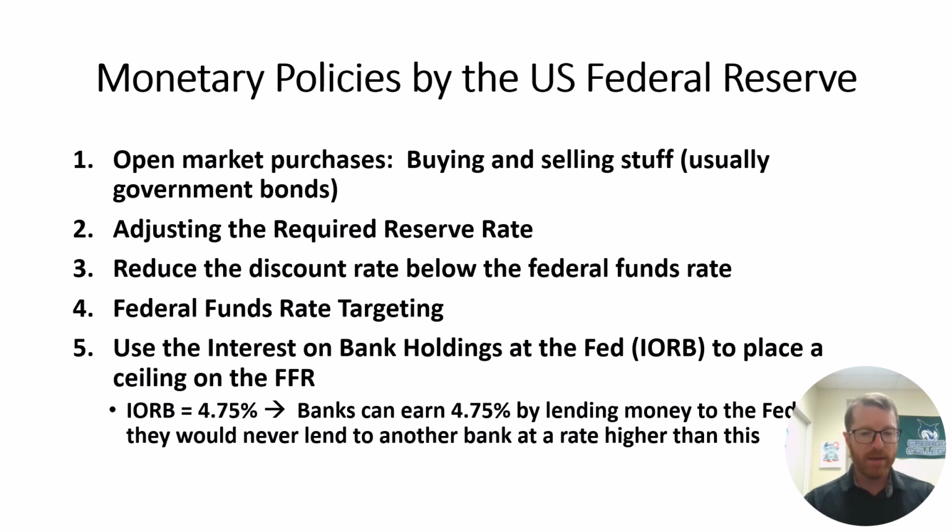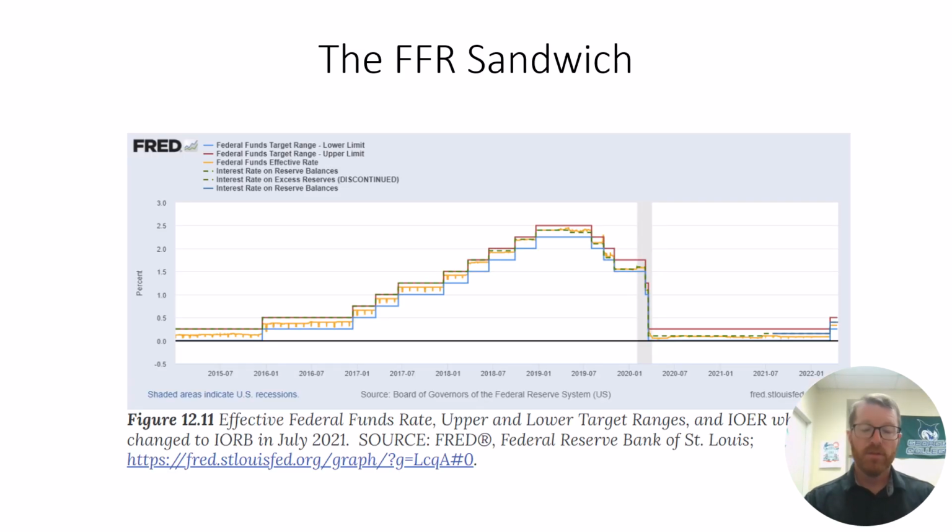If I'm a bank and I know I can hold my money for 4.75%, I'm not going to be willing to lend money to another bank at a rate that's lower than that. So the interest on reserve balances becomes a floor for the federal funds rate. So what this really ends up meaning is that there is both a ceiling and a floor for the federal funds rate. The interest rate that banks charge each other does not flow freely up and down indefinitely. It only flows between a ceiling and a floor.